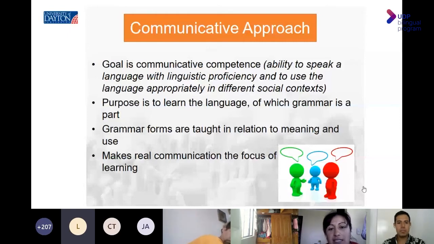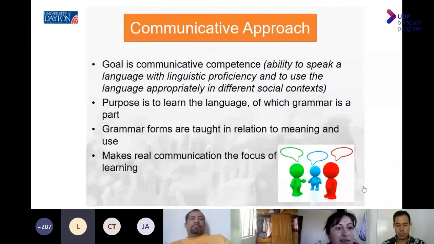So I think this is very useful, especially for kids when they are small, because we are not telling them, okay, this is the structure and you need to learn this. But we are playing with them and it's easier for them to understand grammar.